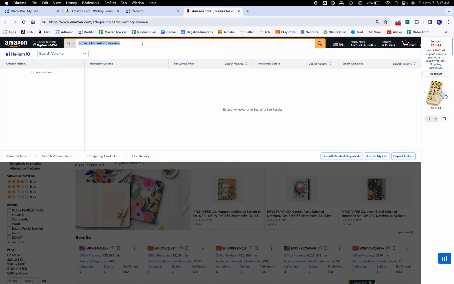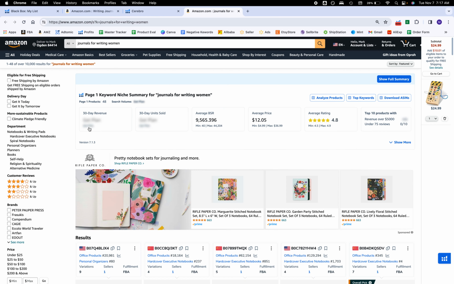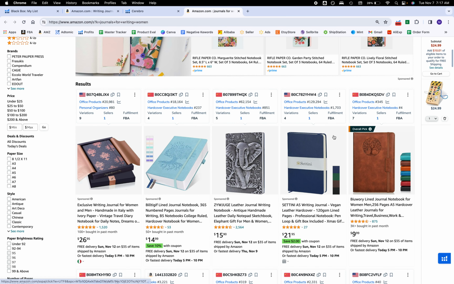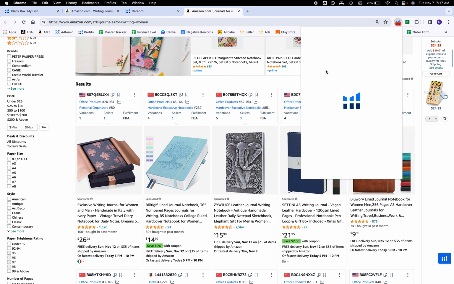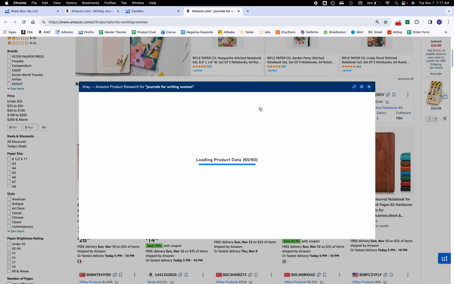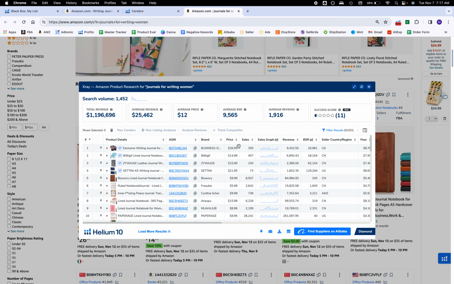This one here, journals for writing women, is going to be 10,000 results, which is a quick and dirty way I check how many people are ranking for this keyword, right? How many people are actually trying to go after this. So I immediately go to X-ray, and from there I always sort by revenue. Then I'm looking at who the top dogs are and what kind of book.